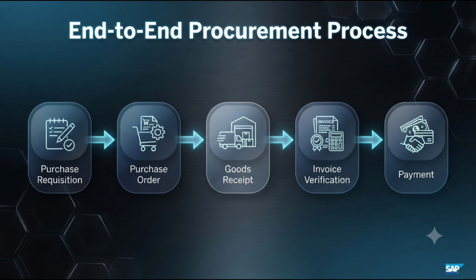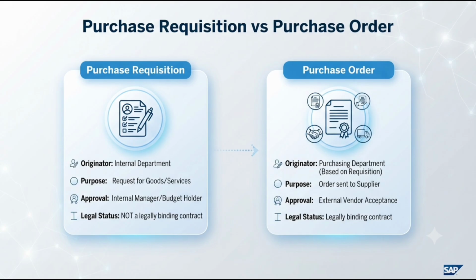Once the three-way match is successful, payment can be processed. This complete cycle ensures transparency, control, and accuracy at every stage. SAP tracks every document and links them together so that nothing is missed. Understanding this flow is essential because almost every transaction in materials management supports one of these steps.